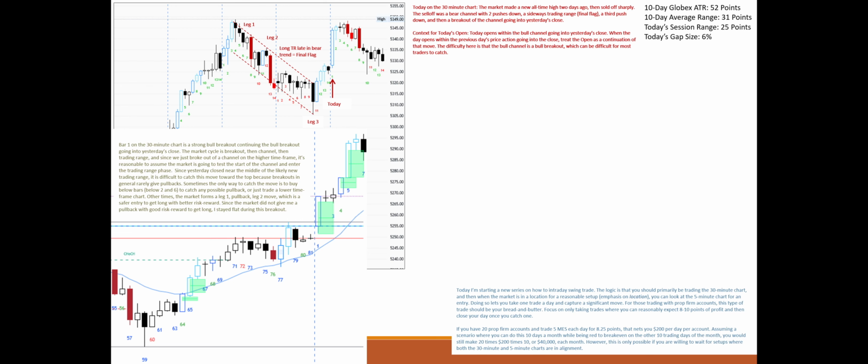Other times, the market forms a leg 1, pullback, leg 2 move, which is a safer entry to get long with better risk reward. Since the market did not give me a pullback with good risk reward to get long, I stayed flat during this breakout.